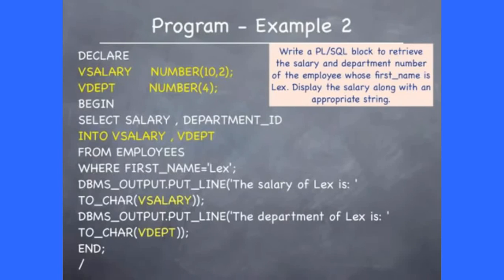For the two columns, there are two memory variables being declared called vSalary and vDEPT. In the body of the program is the select statement, which is select salary, department_id into vSalary, vDEPT from employees where first_name equals Lex. This is then followed by two DBMS_OUTPUT.PUT_LINE statements that display the salary and the department ID values with appropriate strings.